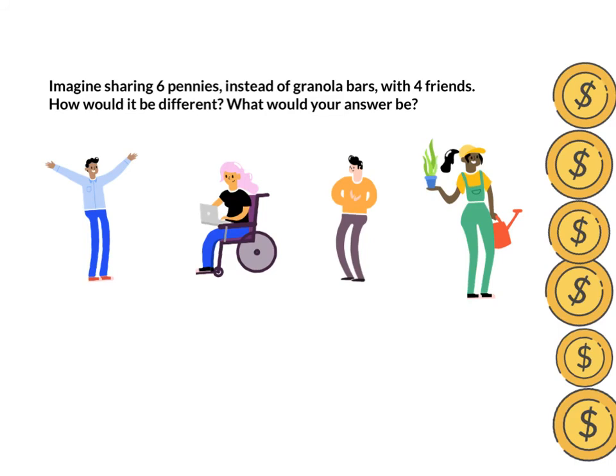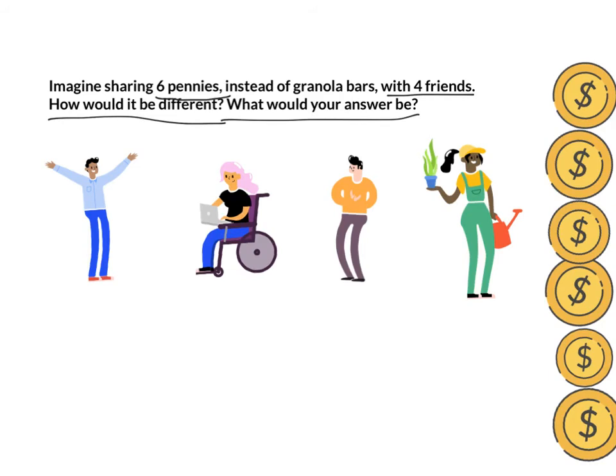So imagine sharing 6 pennies instead of granola bars with 4 of your friends. How would it be different? And so take a look here. Let's read the problem again. Imagine sharing 6 pennies instead of granola bars with 4 friends. And so I'm going to underline that important information. 6 pennies, 4 friends. What would your answer be? And how would it be different?